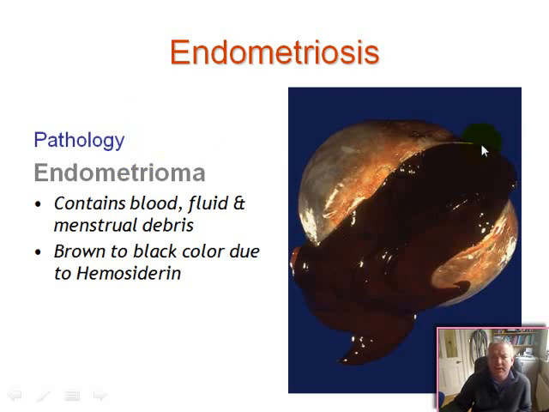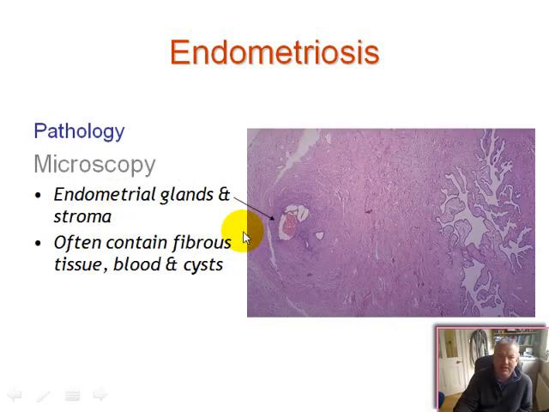As I alluded to earlier, when endometriosis occurs on the ovary, chocolate cysts or endometriomas may occur, and it contains hemosiderin, which gives it the brown to black color. It contains blood primarily, or the hemosiderin-laden material, and occasionally some menstrual debris from the endometrium that's lining these cysts. Under the microscope, you'll find the glands and stroma with the blood and other cystic elements.